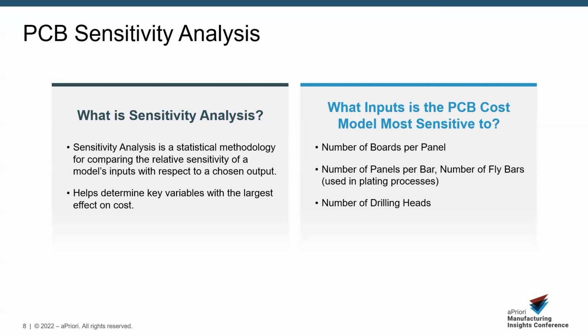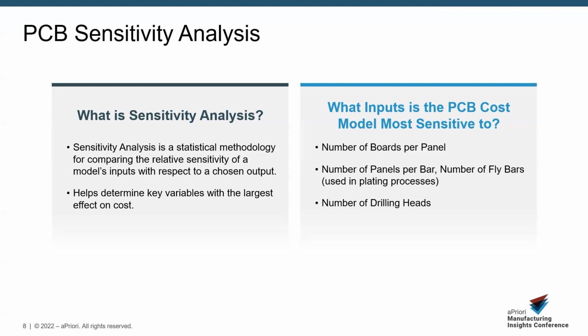So looking at the number of PCBs nested in a single panel, and then for each operation, how many panels can I process at a time? Those were two of the variables that the PCB costs are very sensitive to. And then the third in this rank is the number of drilling heads when drilling the holes. So if you have a PCB estimate and you're trying to understand, okay, my estimate is different from my quoted cost, or I want to understand where a lot of the cost is coming from, these are three variables right away that you should check, right?